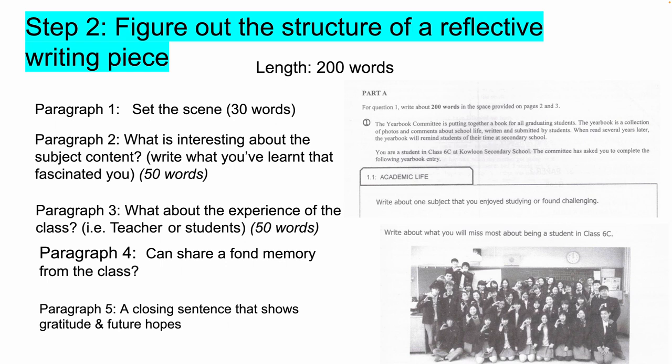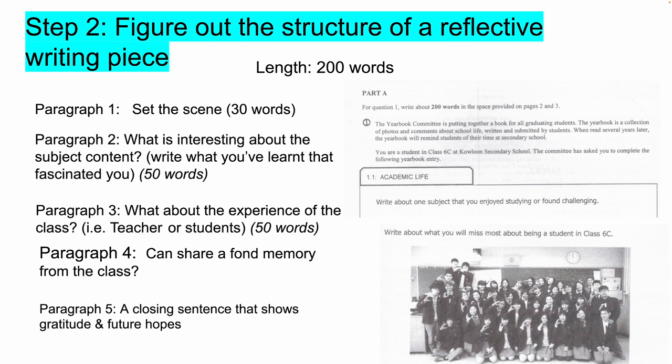Paragraph 2, you should then write about what's so interesting about the subject content. Now, I didn't choose to write about what was challenging. I only chose what was interesting. But if you choose what was challenging, or even both, that's fine. Paragraph 3, you should then talk about what made the subject so fun.